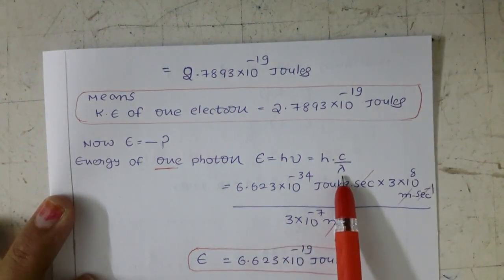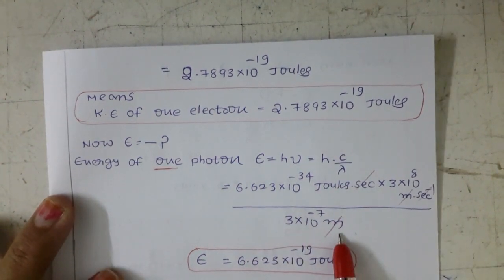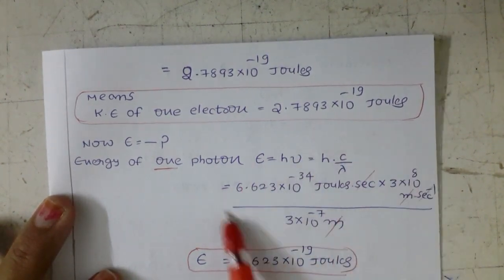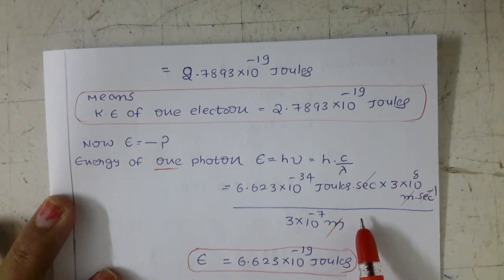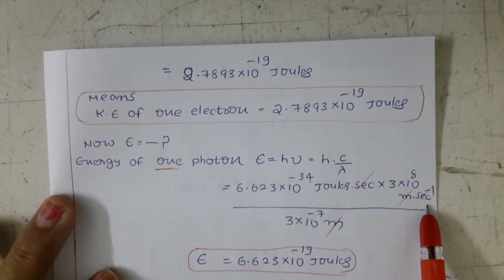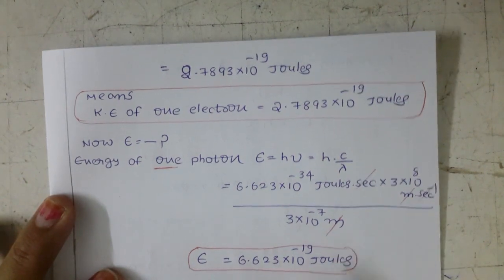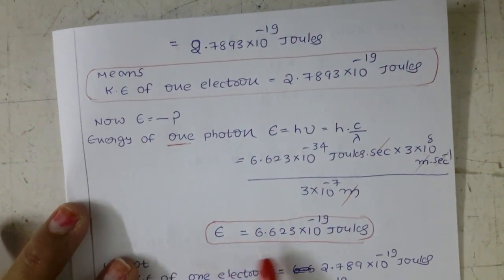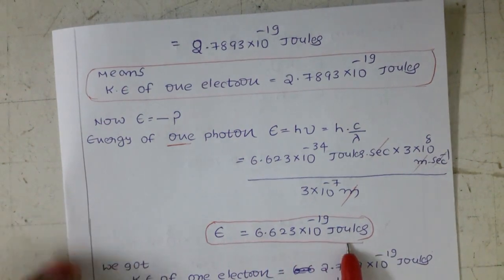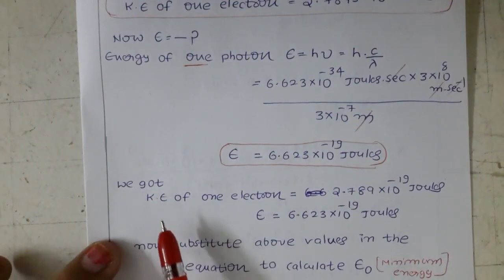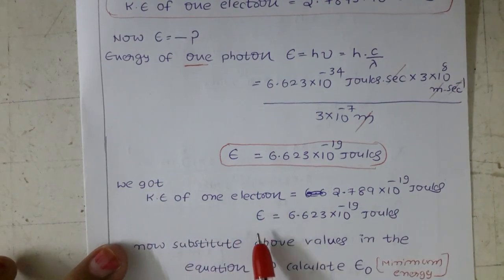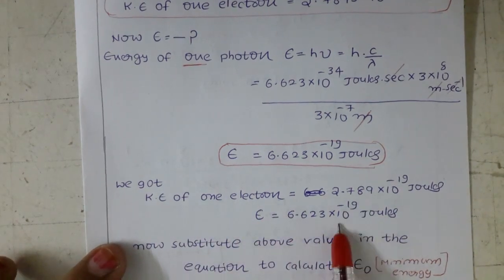Lambda we already converted into meters, because now all are in MKS units. Now go for the cancellation of units. Second inverse gets cancelled, meter gets cancelled. So now you are left with the energy. How much is this? 6.623 into 10 to the power of minus 19 joules. So we got the kinetic energy of 1 electron, and the energy of 1 electron also we already got.